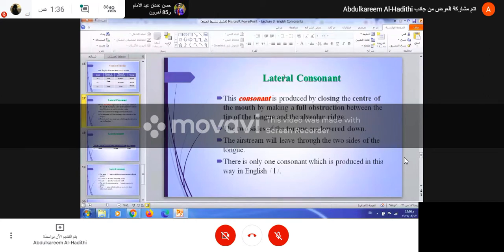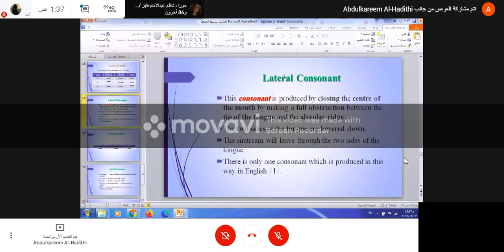يعني لما نلفظ هذا الصوت وسط الفم مغلق بواسطة اللسان against the alveolar ridge. But the two sides of the tongue are lowered down, تنخفض جوانب اللسان, in order to allow the air to pass through the two sides. So the air leaves the mouth throughout the two sides of the tongue. For this reason it is called lateral, يعني جانبي. يعني الصوت يخرج من جوانب اللسان مو من منتصف الفم. Okay? This is called lateral consonant.